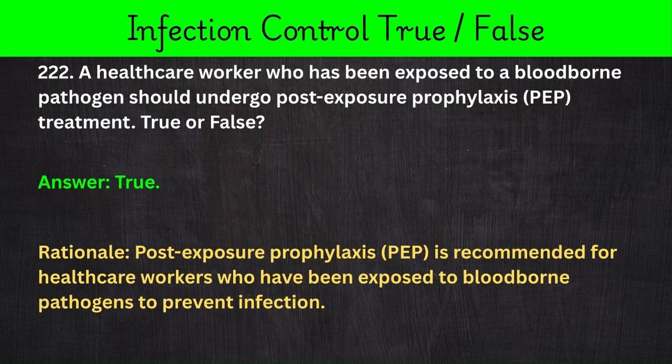222. A healthcare worker who has been exposed to a bloodborne pathogen should undergo post-exposure prophylaxis (PEP) treatment. True or false? Answer: true. Rationale: post-exposure prophylaxis (PEP) is recommended for healthcare workers who have been exposed to bloodborne pathogens to prevent infection.